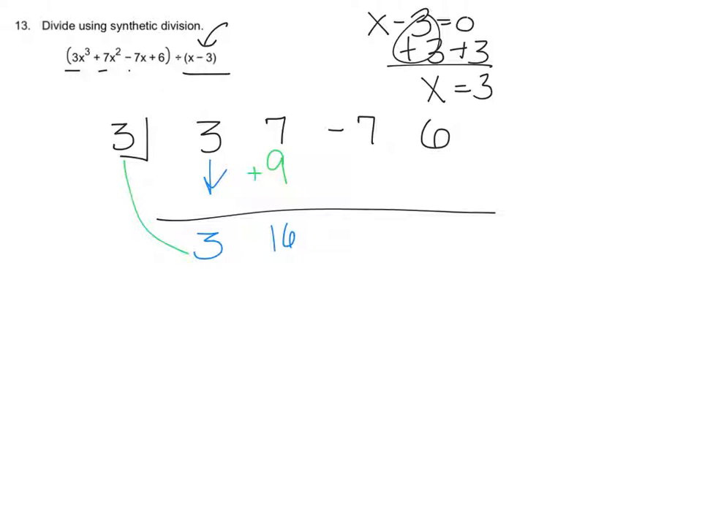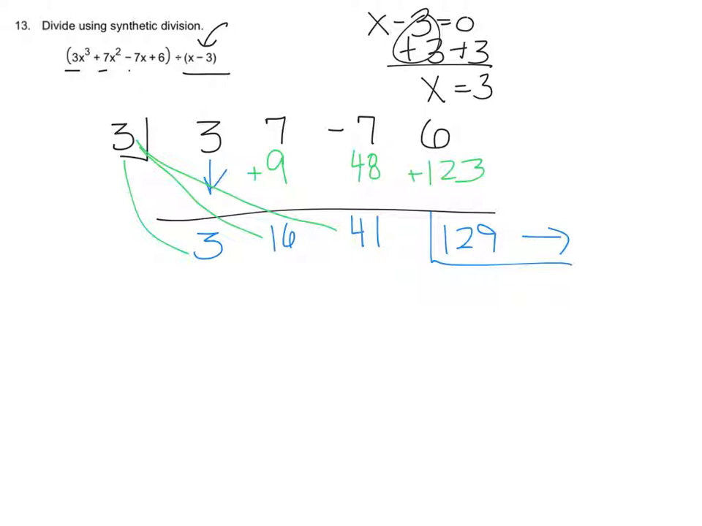Then we'll do this again. 3 times 16 is 48. And then negative 7 plus 48 is 41. Again, 3 times 41 gives me 123. And then 6 plus 123 is 129. Our last value is going to be the remainder, or r of x.